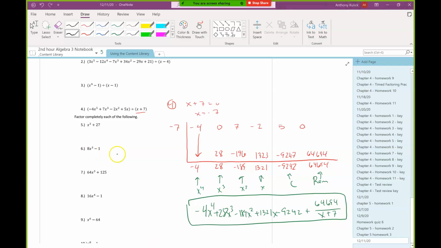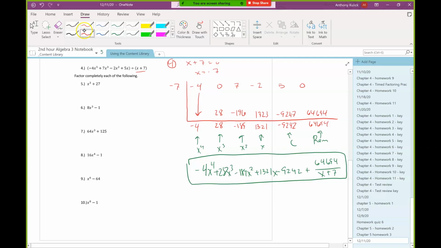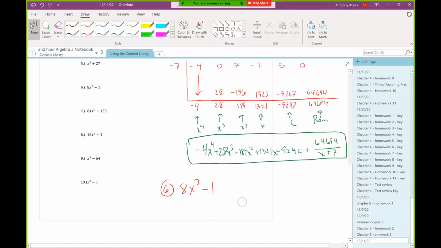Number 6 is 8x cubed minus 1. So since I see the x to the third and the subtraction, I'm going to start thinking this is a difference of two cubes. So I'm going to see, is there a way I can write 8x cubed as something cubed? Well, I know 8, 2 times 2 is 4, and times 2 again is 8.